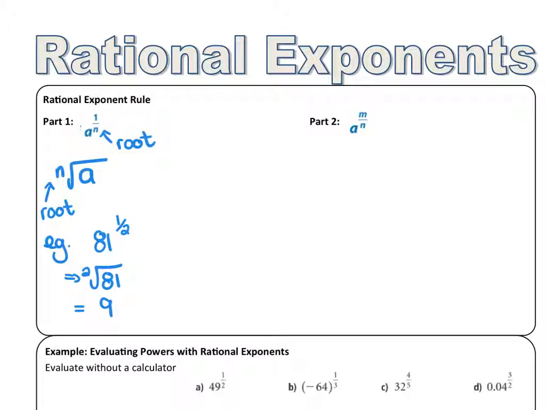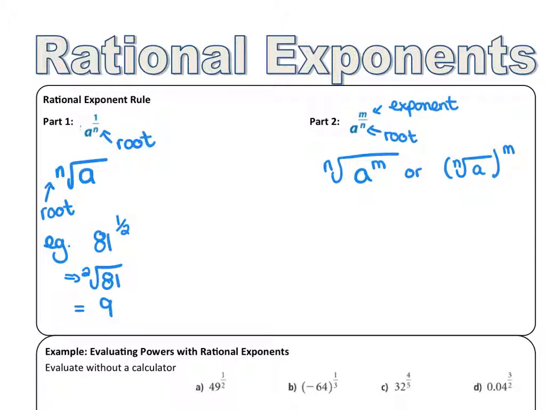Part two, what if the fraction isn't a 1 over? What if it's like 3/4? Again, the bottom number is a root and the top number is an exponent. So what happens is you're going to take the n root of a to the exponent m, or it looks like this. You can write it both ways. Take the root and then do the exponent.